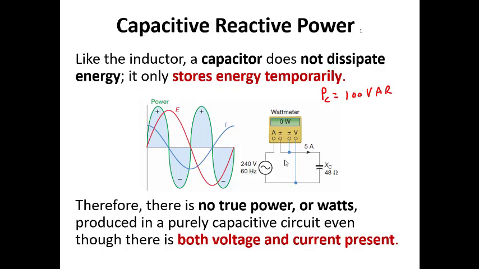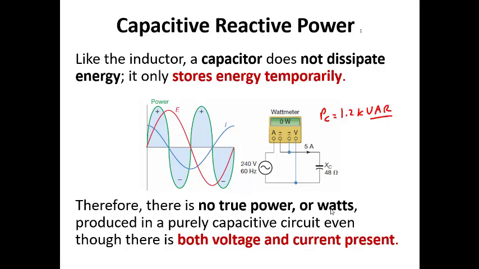So in this circuit, we have 240 volts and 5 amps. The power of the capacitor would be what we get if we multiply those two together. So I'm pulling up my calculator: 240 volts times 5, and you get 1.2 kVAR. I probably should just take the watts label out of here. The power for the capacitor is in volt-amps reactive.